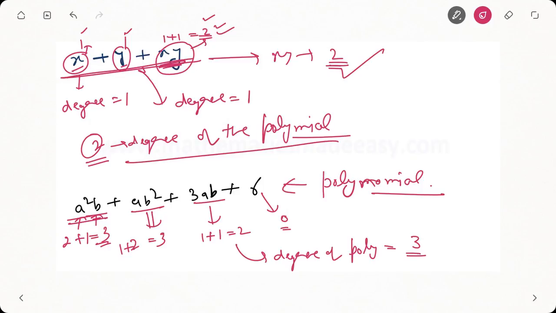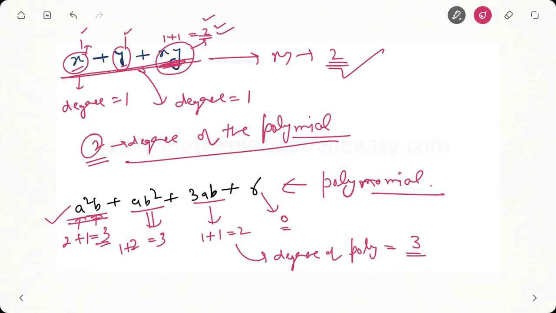a square b plus ab square plus 3ab plus 6. First of all, check what variables are present. The variables are a and b, right? So what are their powers? Here the power is 2, here is 1, 1, 2, 1 and 1, right? These powers are positive integers, they are not negative, and they are not fractions. It means this is a polynomial, correct?